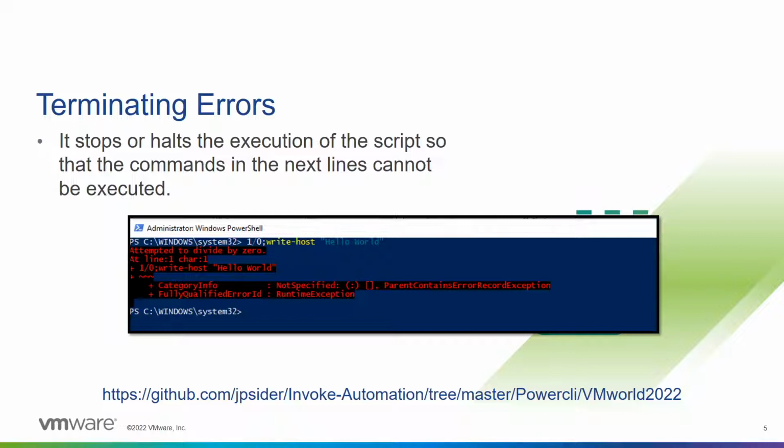This is what happens when you run a command, the system doesn't like it, and it stops execution. So it's going to stop or halt the execution of your script, and that means that the next lines will not be executed. There's a little screen capture image: I divide by 0. It's a terminating error, and my Write-Host command does not run. You'll notice a semicolon in between them. If you were running in your text editor, one line after the other, the Write-Host would not run. That's a little image I'm going to show here. Again, you're going to see some of this in the demo, so stay tuned.